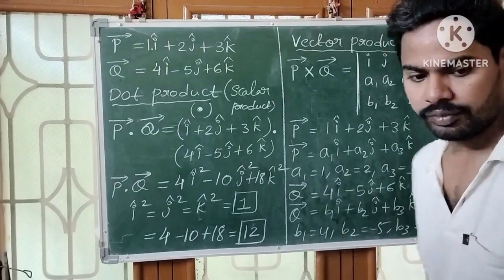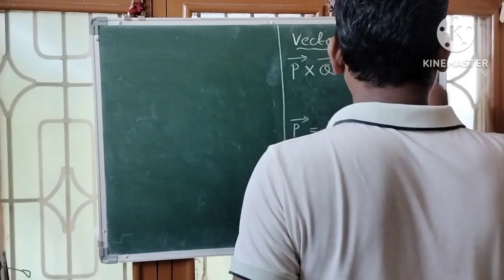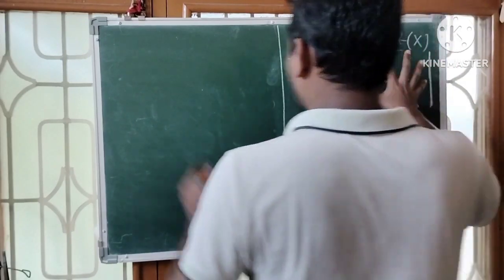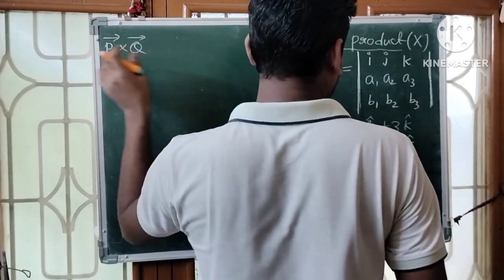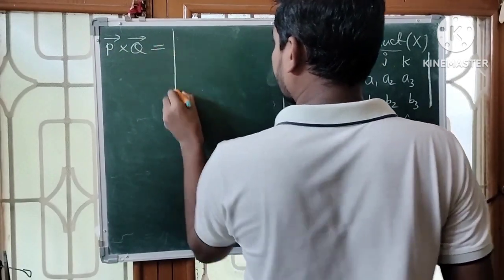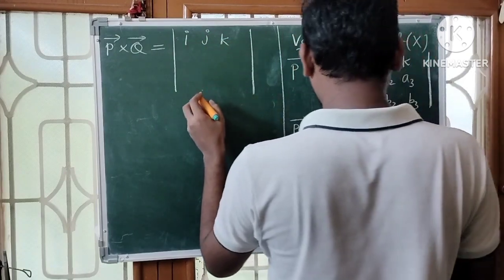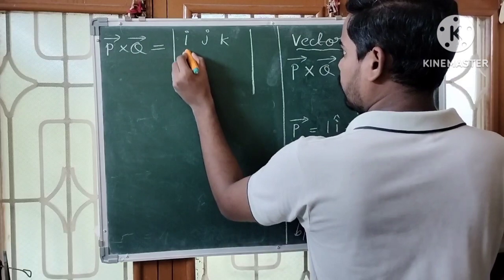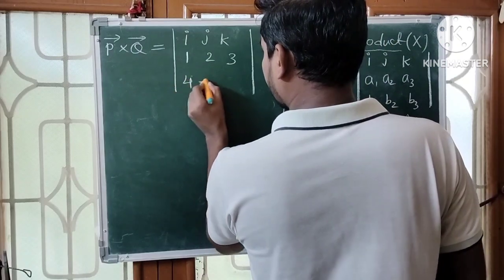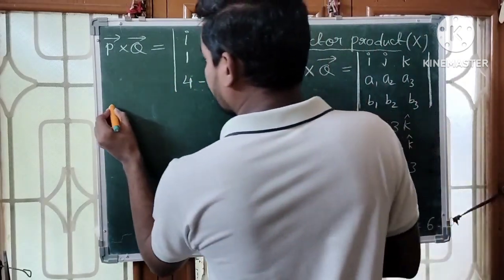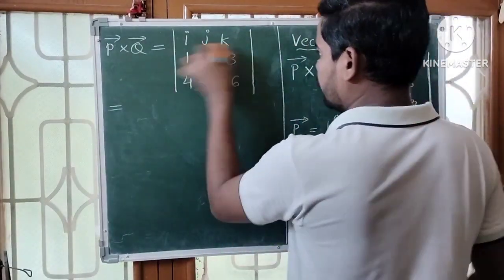So P cross Q is equal to the determinant of i, j, k, a1, a2, a3, b1, b2, b3. Now substitute all the values. P cross Q is equal to det of i, j, k, a1 is equal to 1, a2 is equal to 2, a3 is equal to 3, b1 is 4, b2 is minus 5, b3 is 6. Now find determinant of this 3 by 3 matrix, 3 rows, 3 columns.